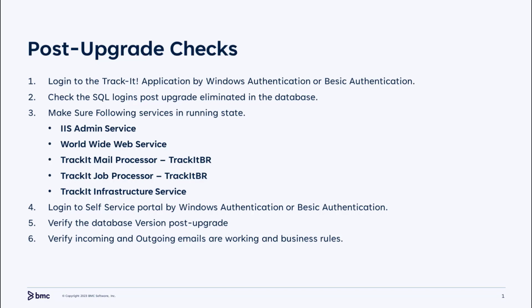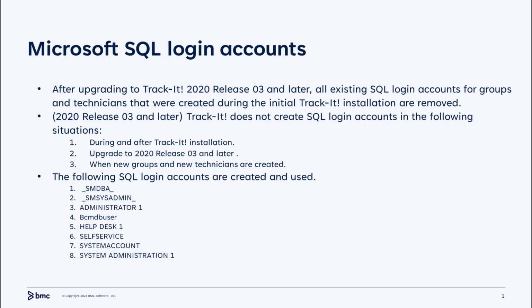Make sure the following services are in a running state: IIS Admin Service, World Wide Web Service, Trackit Mail Process Service, Trackit Job Process Service, and Trackit Infrastructure Service. Verify the Trackit database version post-upgrade from the smsysflag table. Verify that incoming and outgoing emails are working fine and that the business rules are in a working state.